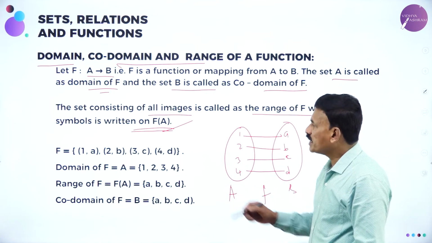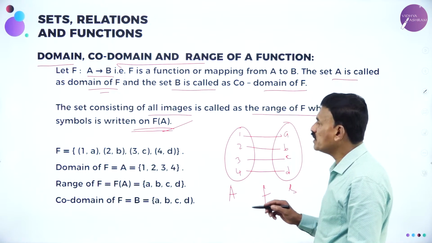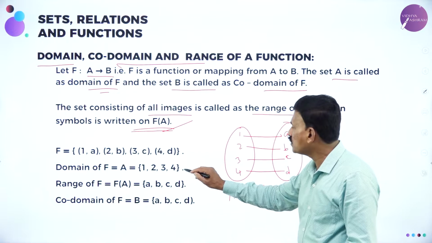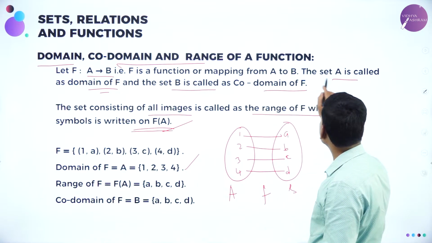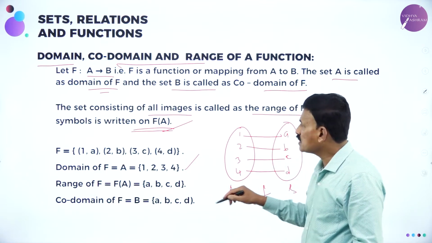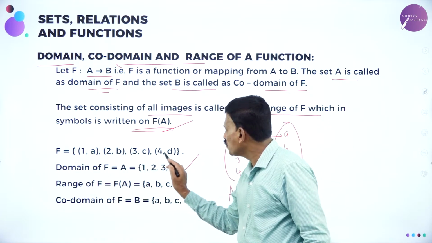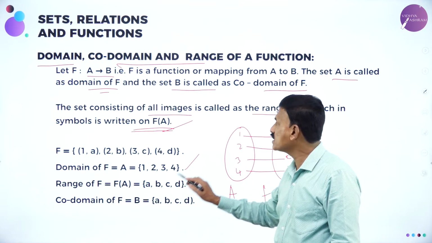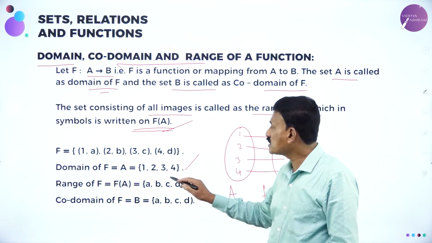So now let us write down the domain of the function. Domain of f is nothing but the set of first elements, 1, 2, 3, 4. The set of all first elements of the function is called the domain. That is 1, 2, 3, 4 is called the domain. Similarly, what is the codomain? Codomain of f is nothing but the set of all second elements of the function.